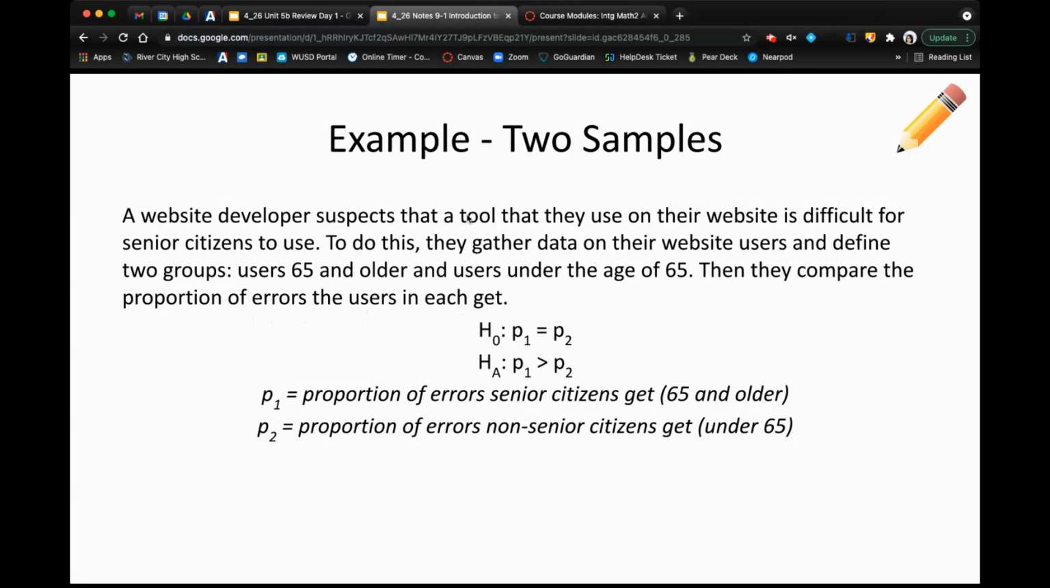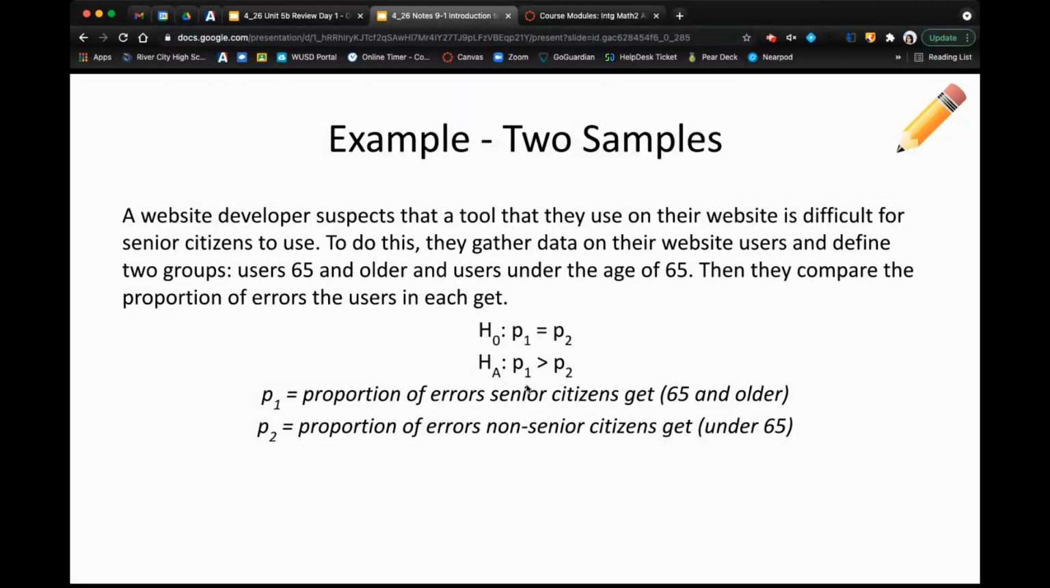So this is two samples because we have two different groups. We have 65 and older and under the age of 65. So that indicates that we're using two different samples. That means our null and alternative hypothesis is not going to have a number. Instead, we're going to be comparing the proportion of the two groups. So our null hypothesis is P1 equals P2. So the proportion of errors senior citizens get is equal to the proportion of errors non-senior citizens get.